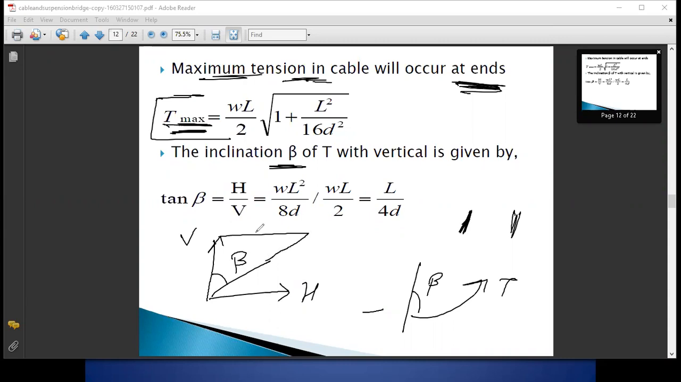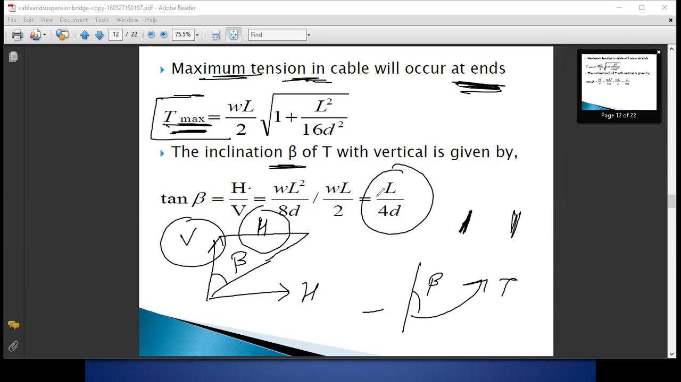So tan beta is equal to opposite side divided by adjacent side. The opposite side is nothing but the horizontal force, and the adjacent side is nothing but the V. So tan beta is equal to H by V. By putting the value of H and V, you get tan beta is equal to L upon 4 times D.